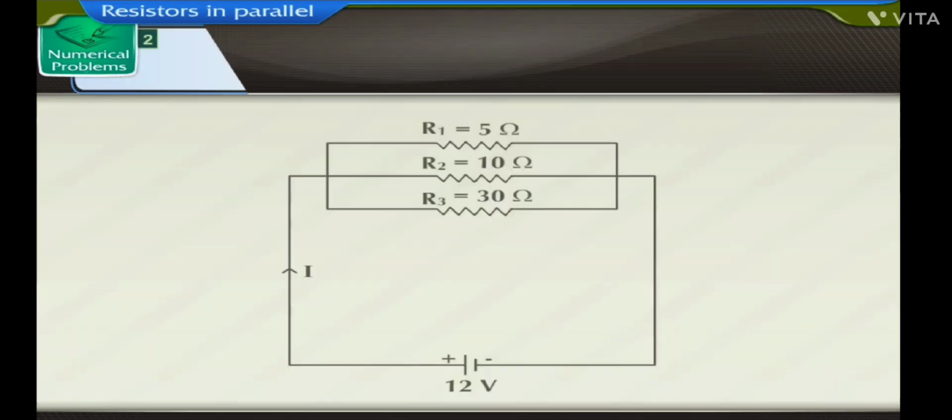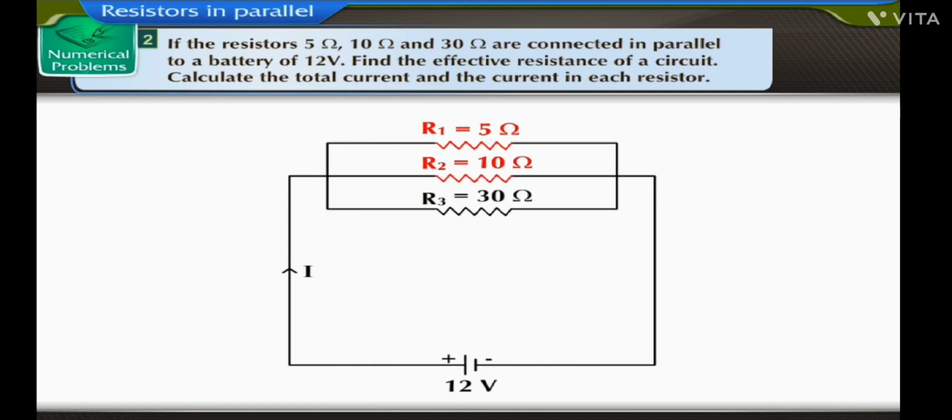2. If the resistors 5 ohm, 10 ohm and 30 ohm are connected in parallel to a battery of 12 volt, find the effective resistance of the circuit. Calculate the total current and the current in each resistor.